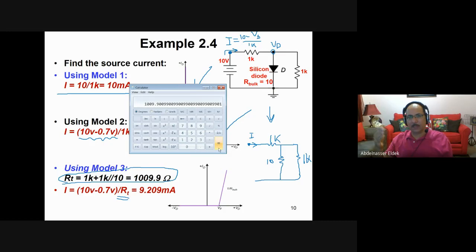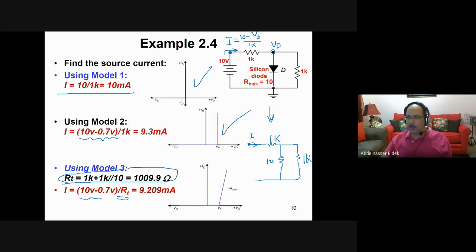Then the voltage here is 10 volt minus 0.7 dropped on the diode, then this voltage divided by the total resistance will give you the current, which is 9.2 milliampere. As you see, when you compare these two numbers, they are almost the same. That's why it's not worth doing it using this model.